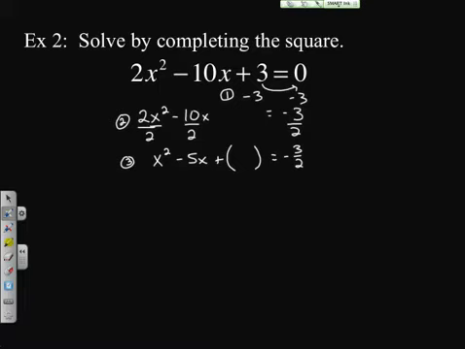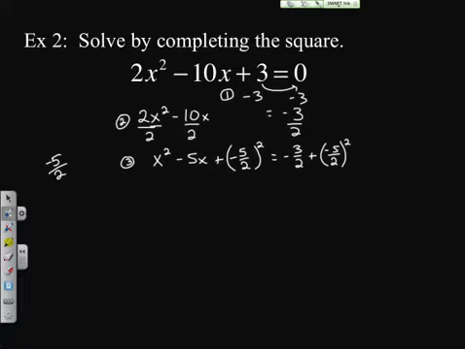So the way we find out what goes in the gap is we take the b value, which is -5, and we divide it by 2. So what goes in here is -5/2, and that value is always squared. But since we added -5/2 squared to the left-hand side of the equation, we also have to add -5/2 squared to the right-hand side of the equation. You can't just add to one side, you have to add to both.